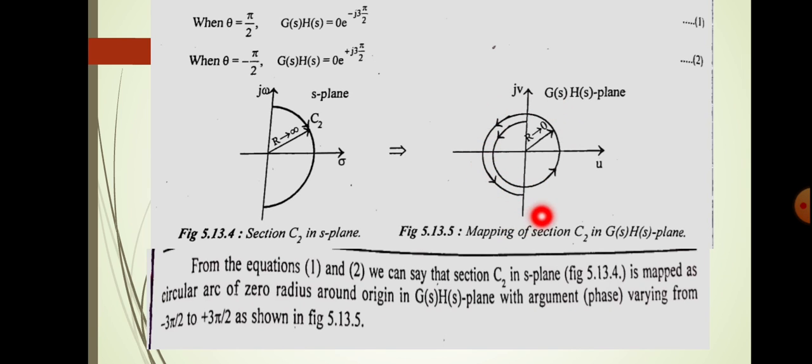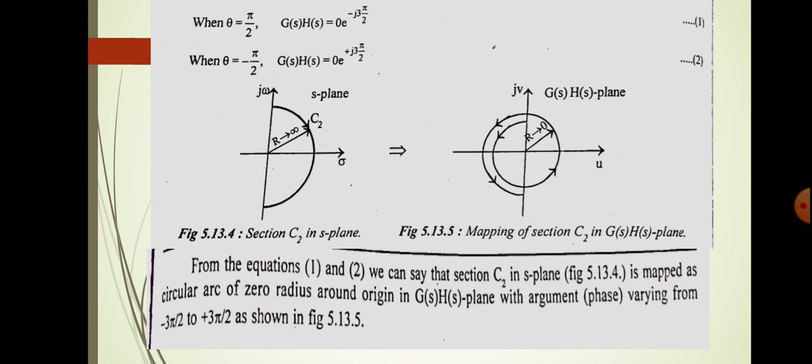So this is the Nyquist contour corresponding to the C2 section, and that Nyquist contour we will draw in the g of s into h of s plane. And also remember that this is a circular portion and its radius will be 0. So this will be a small circle. That is why it is indicating that r tends to 0.